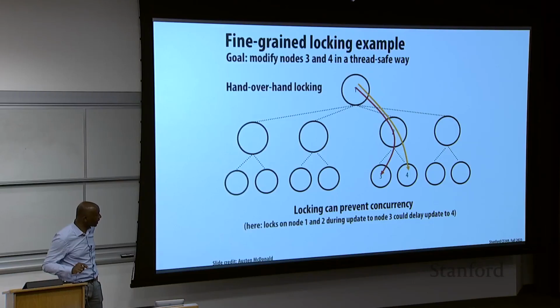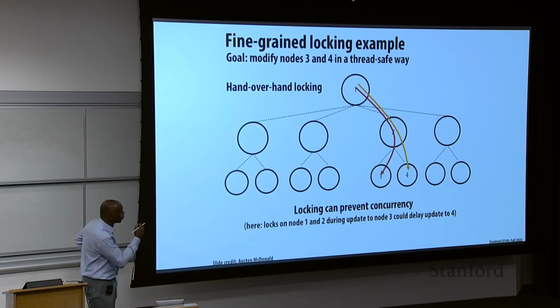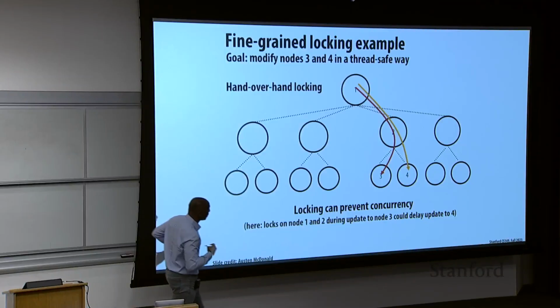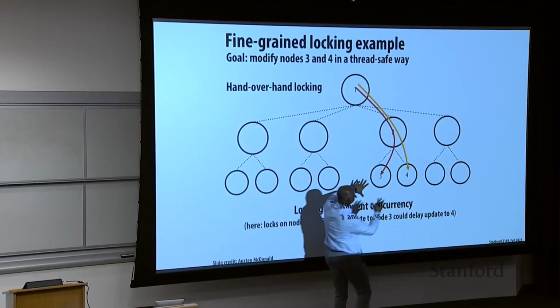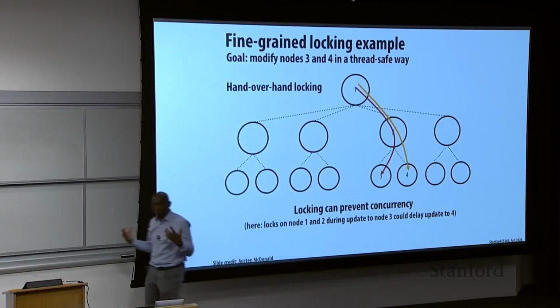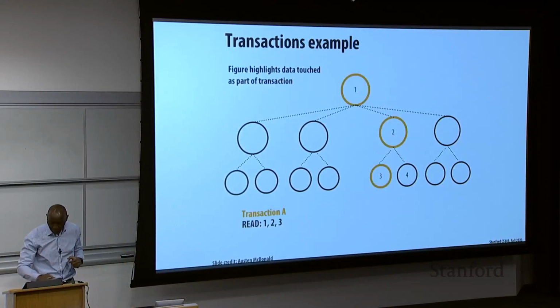Now, the question is, should there actually be a case where we can update nodes 3 and 4 at the same time? They're independent, so potentially we should be able to do this. And with transactions, you can actually make that happen.